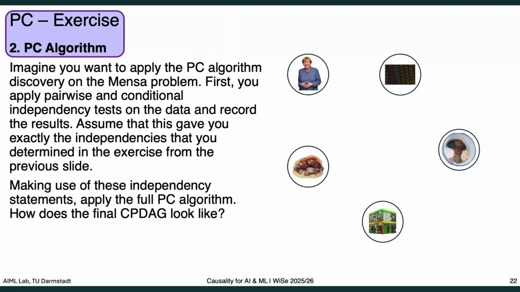And then let's consider the PC setting in which we don't know the graph. Imagine you apply the PC algorithm here. Usually you would have data and apply independence tests, but just so that you don't have to write code to simulate that, let's use the independencies you figured out from the last exercise, I mean, from the last slide, and then apply the PC algorithm on that. How does the final CPDAG look? Feel free to try that out. I think it's a good exercise, and if you get that, then you can probably deal with the PC algorithm well.